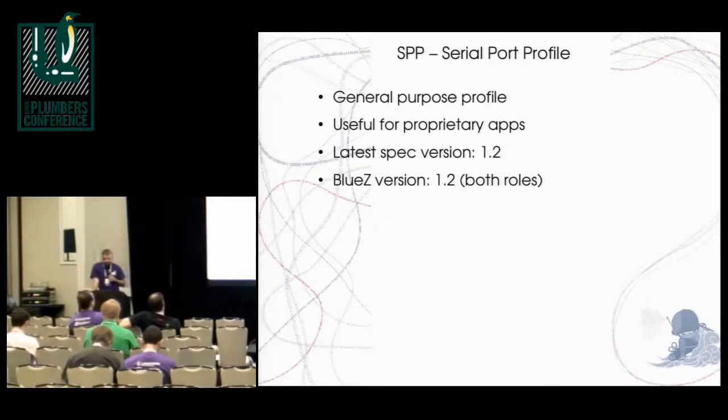And SPP is the serial port profile. It emulates serial ports on both sides, on both devices that are connected. It's mostly used for proprietary applications. If you want to build something proprietary over Bluetooth, you can use this. BlueZ just provides an API where you can get a socket of a serial port, and then you put whatever data you want on it.